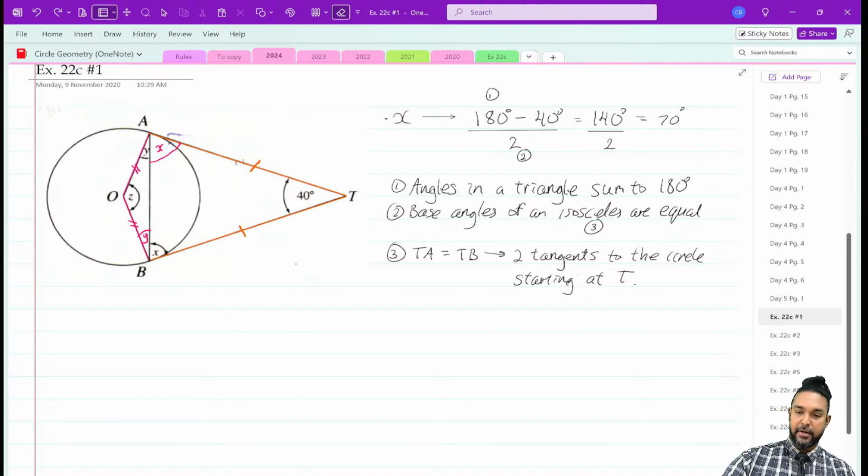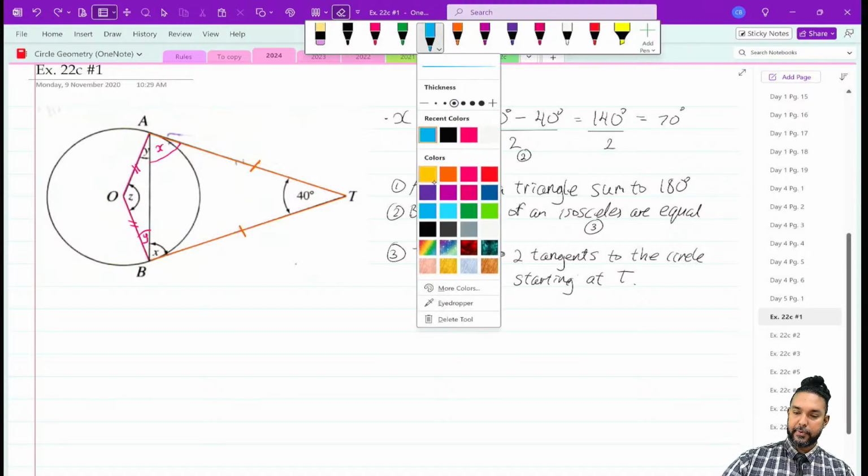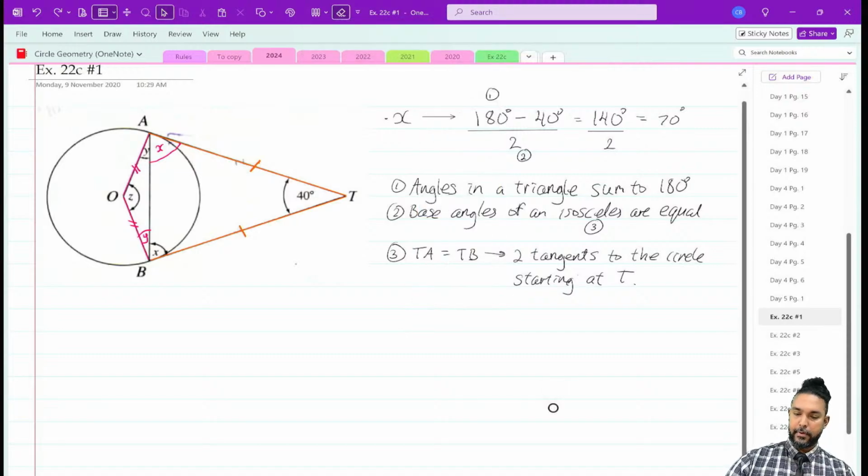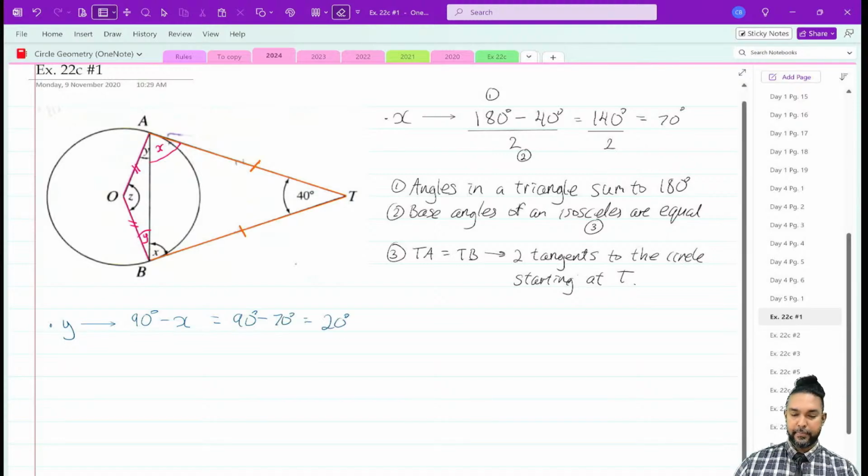Let's talk about angle Y. How are we going to find that? Oh, well, that one is kind of easy. Angle Y is simply equal to 90 degrees minus X. Which is 90 minus 70, which is 20.